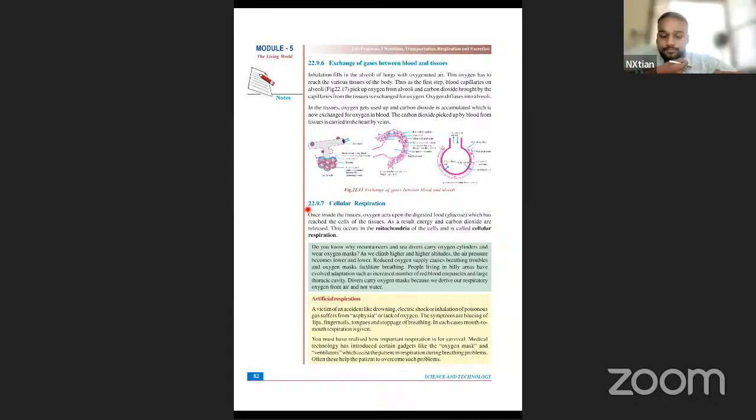Once inside the tissues, oxygen acts upon the digested food, glucose, which has reached the cells of the tissues. As a result, energy and carbon dioxide are released. This occurs in the mitochondria of the cells and it's called cellular respiration. Very good.